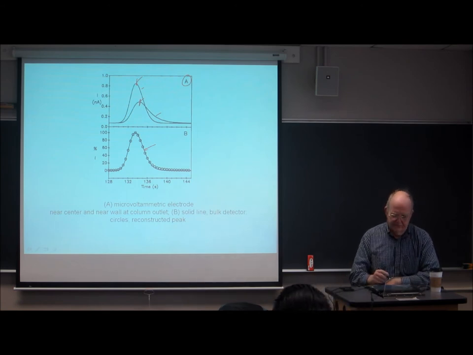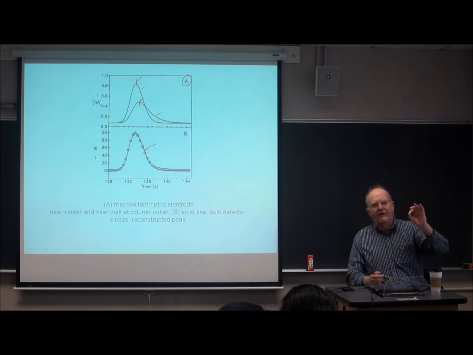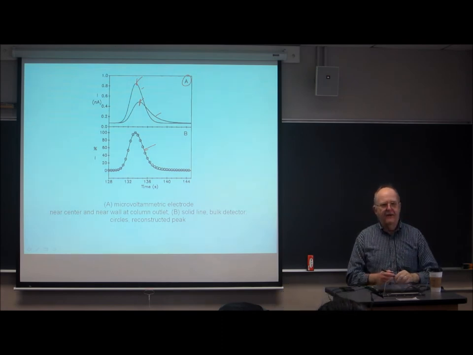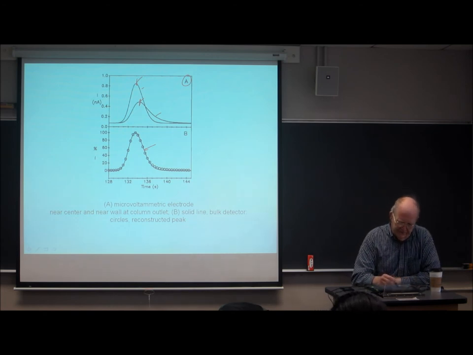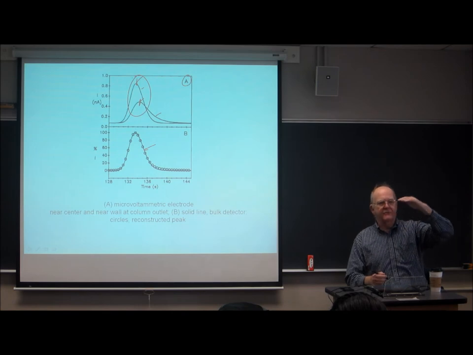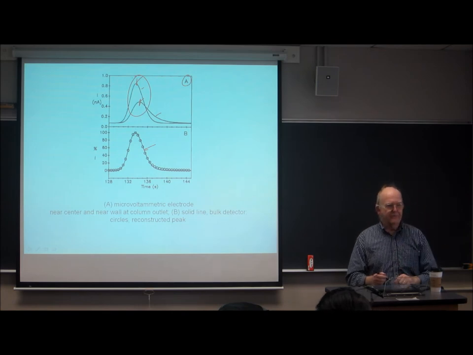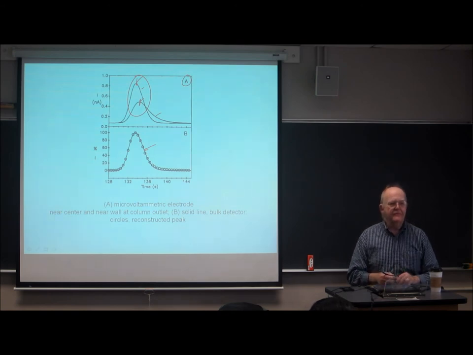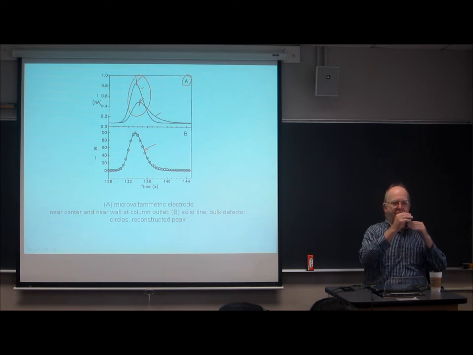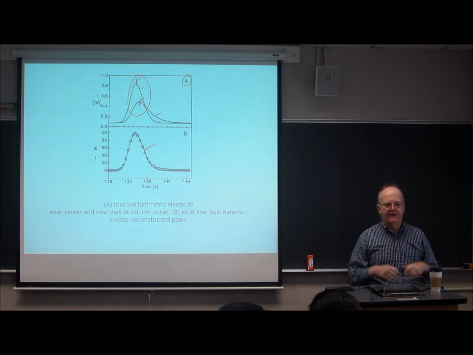The circles is what he computes by averaging together all of these chromatograms run at different positions in the column. This is clearly wider than any of these, because he's looking at zones of different velocity. He's looking directly at the eddy dispersion effect.